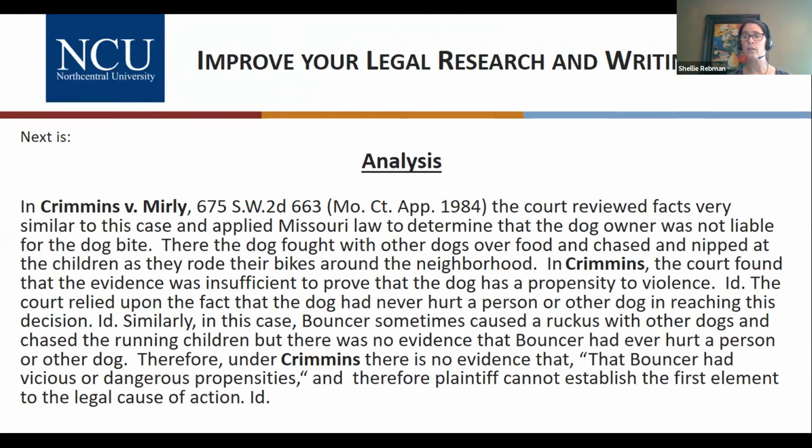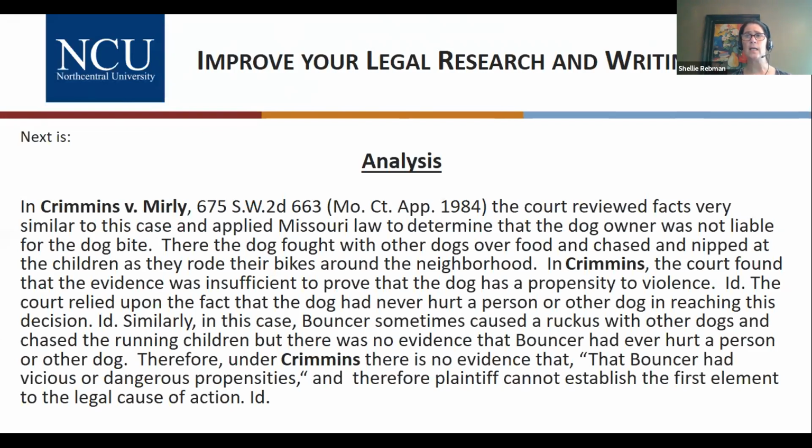And then finally, you apply the case to your set of facts to direct the court or explain to the court how it should decide liability in this case. So my statement is, under Crimmins, there is no evidence that Bouncer had vicious or dangerous propensities, and therefore plaintiff cannot establish the first element of liability.